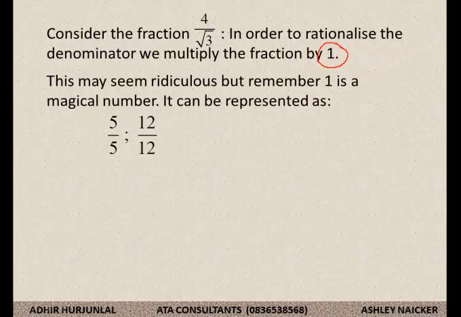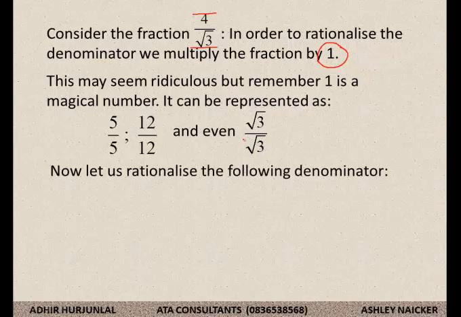1 can be written in a variety of forms. It can be written as 5 divided by 5. It can be written as 12 divided by 12. This is equal to 1, that is equal to 1. If I go further, 1 can also be written as root 3 divided by root 3. So when we come back to the fraction that we have to rationalize, we can multiply it by 1, which means I can multiply it by 5 over 5, 12 over 12, or even root 3 over root 3.